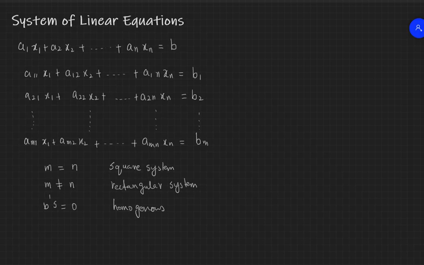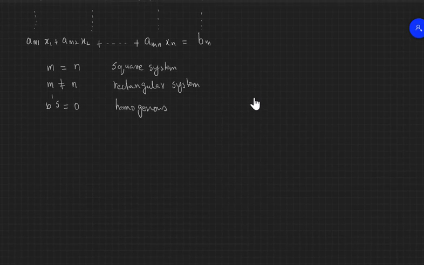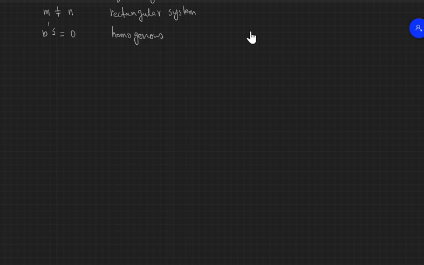Now, for simplicity, let's consider the system of two linear equations in two variables. They can be written as a11 x1 plus a12 x2 equal to b1, a21 x1 plus a22 x2 is equal to b2. This is a system of two linear equations in two variables, where a11, a12, b1, a21, a22, b2 are coefficients. They can be any real or complex number, and x1 and x2 are the variables. These are unknown variables.